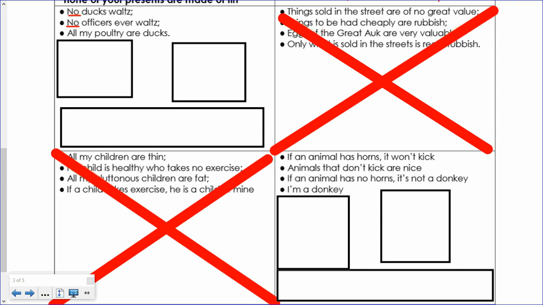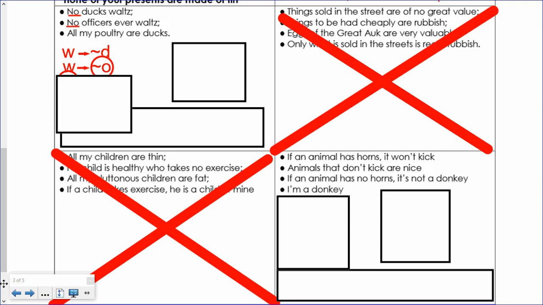No ducks waltz. No officers ever waltz. All my poultry are ducks. We're going to find the conclusion. Alright, remember when no is at the very, very front, what do we do? Switch the order. So instead of writing no ducks waltz, you could say if they waltz, then they're not ducks. How would I write that in symbols? W arrow squiggle D for not ducks. My next statement says no officers ever waltz. So you could say if they waltz, then they're not officers. Then you have another W arrow squiggle O for not officer.